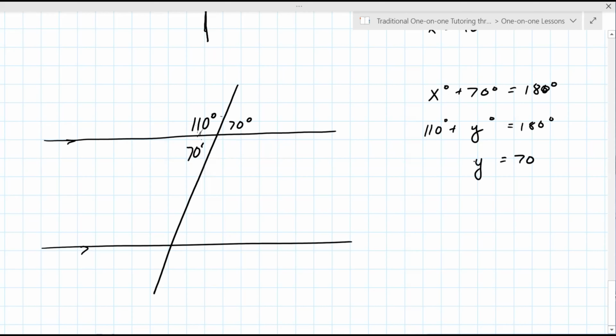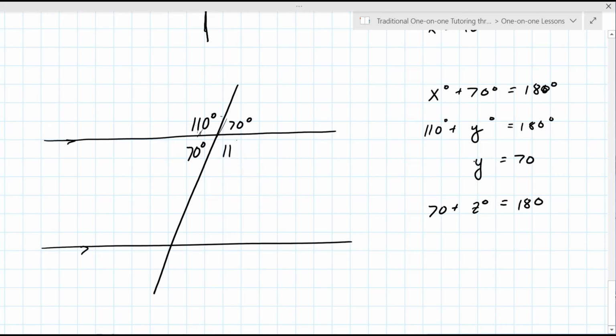That's 70 degrees. Now let's call this angle over here Z. And again, you can look at this straight line that I'm showing: 70 plus Z degrees has to also equal 180. So what is this angle measure here for Z? 110. 110. So now I got it right.